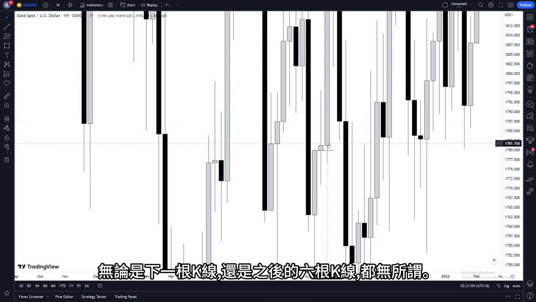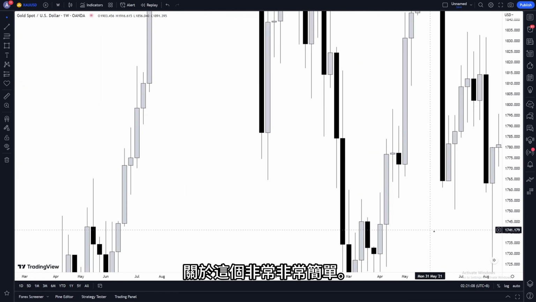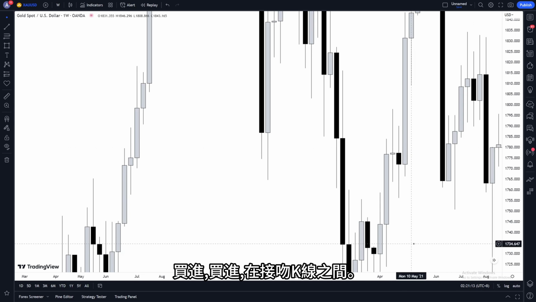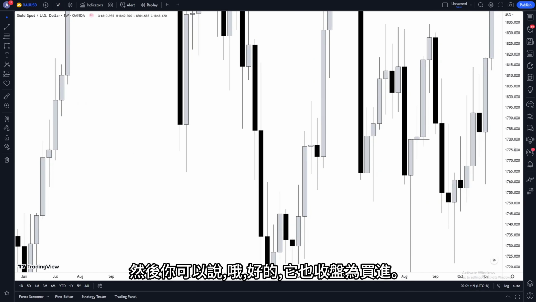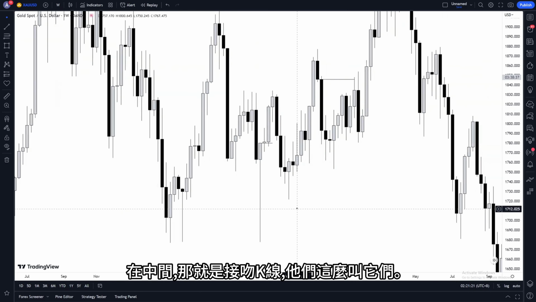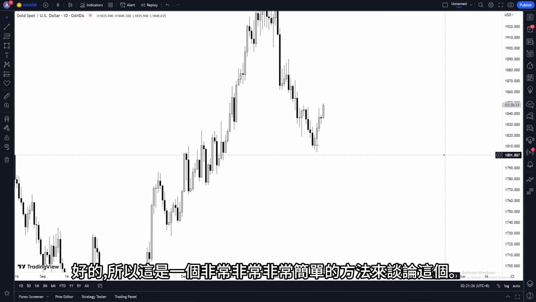This is fresh until it gets tested. See this candle? It comes to test it. This is when it gets created, guys. Be very simple about this. Buy, in between kissing candles. Obviously, wait for both the candles to close. Then you can say, okay, it's closed as a buy as well. In between that are the kissing candles, they call it. So that's a very, very easy way to talk about this.